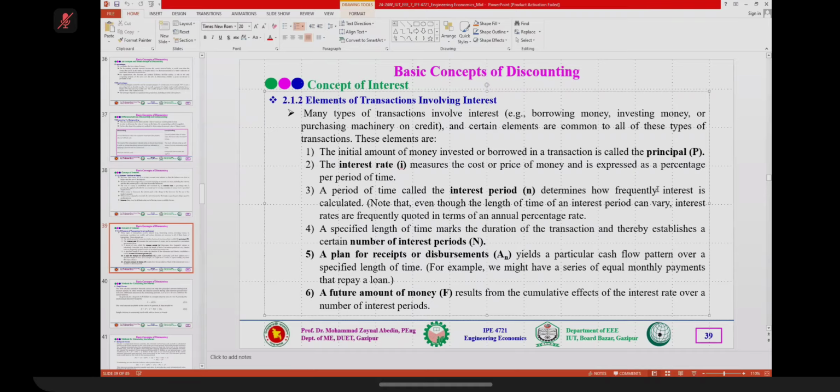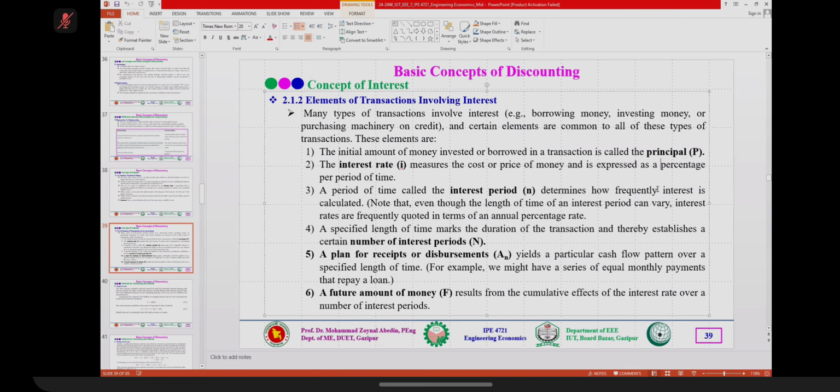The interest rate measures the cost or price of money and is expressed as a percentage per period of time. Number 2 is the interest rate. There will be some rate. This rate will be applied for a certain period, maybe 1 year, 2 years, or 3 years.